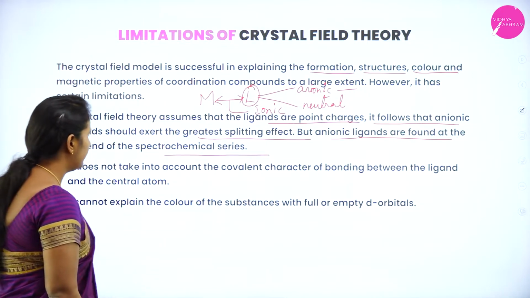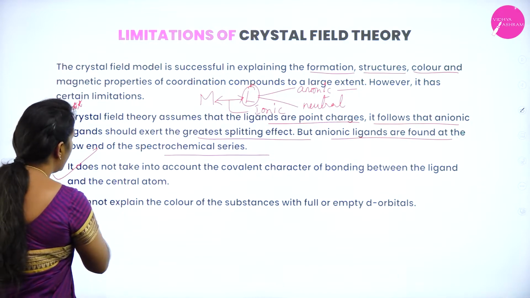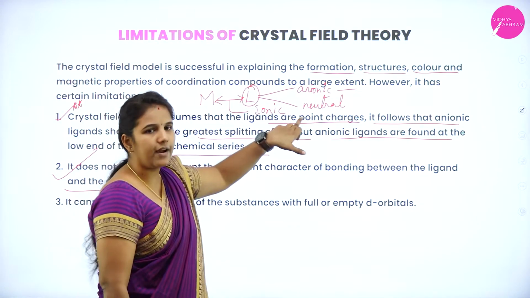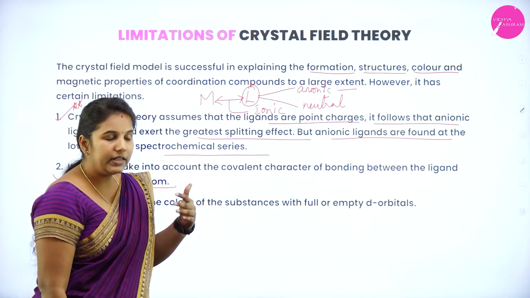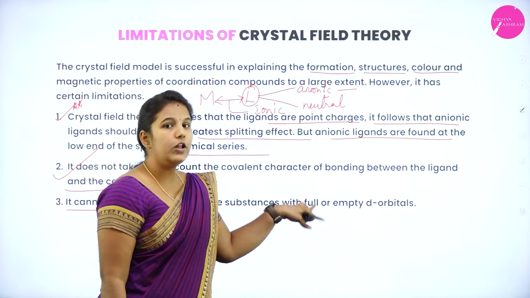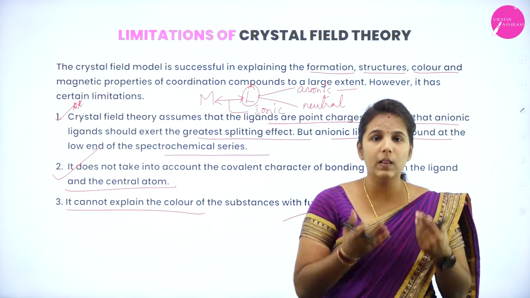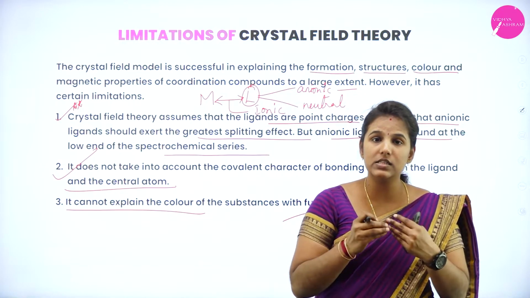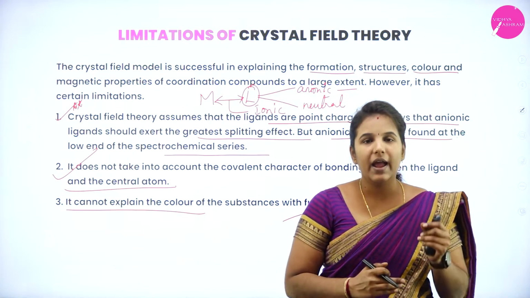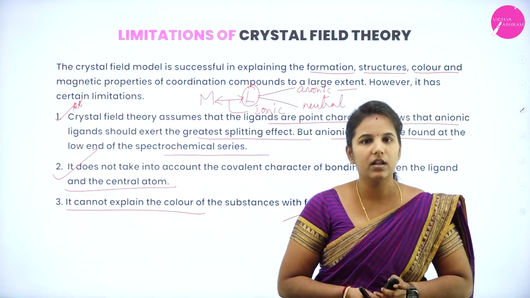This is another disadvantage, and it does not take into account the covalent character of bonding between the ligand and the central metal atom. According to the CFT, the bond between the metal and ligand is ionic. It does not account for the covalent nature, and it does not tell us about the color of the substances when the d orbitals are considered either fully filled or empty. It is very important. It does not account for coordination compounds even though they consist of full or empty d orbitals. How the splitting takes place was not explained by CFT, and these three are the limitations of the CFT postulates.